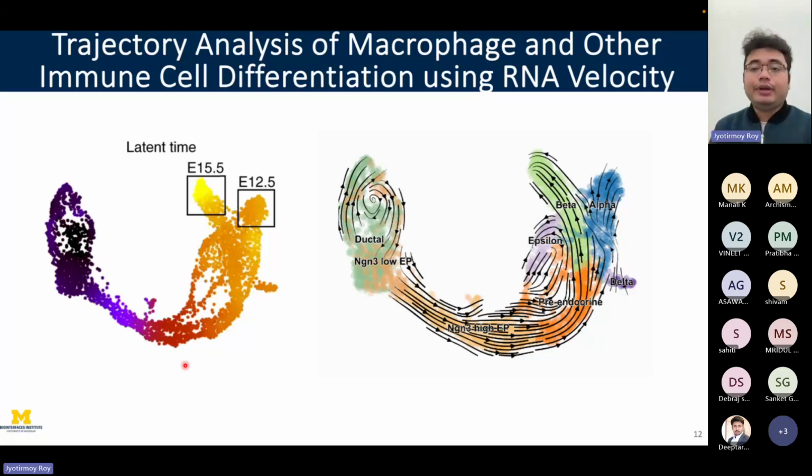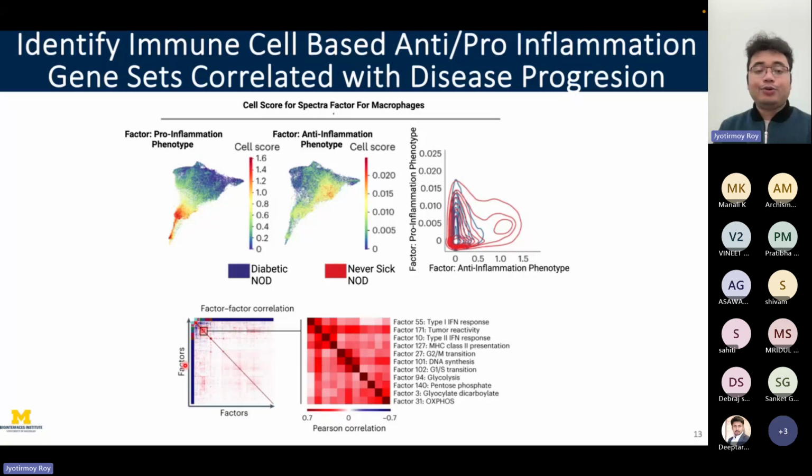The second thing we are planning to do is to identify immune cell based pro or anti-inflammation gene sets correlated with the disease progression. As you know, type 1 diabetes is caused by inflammation by the immune cells, and that's why we're trying to identify gene sets. A gene set means something not exactly pathways, but similar to pathways.